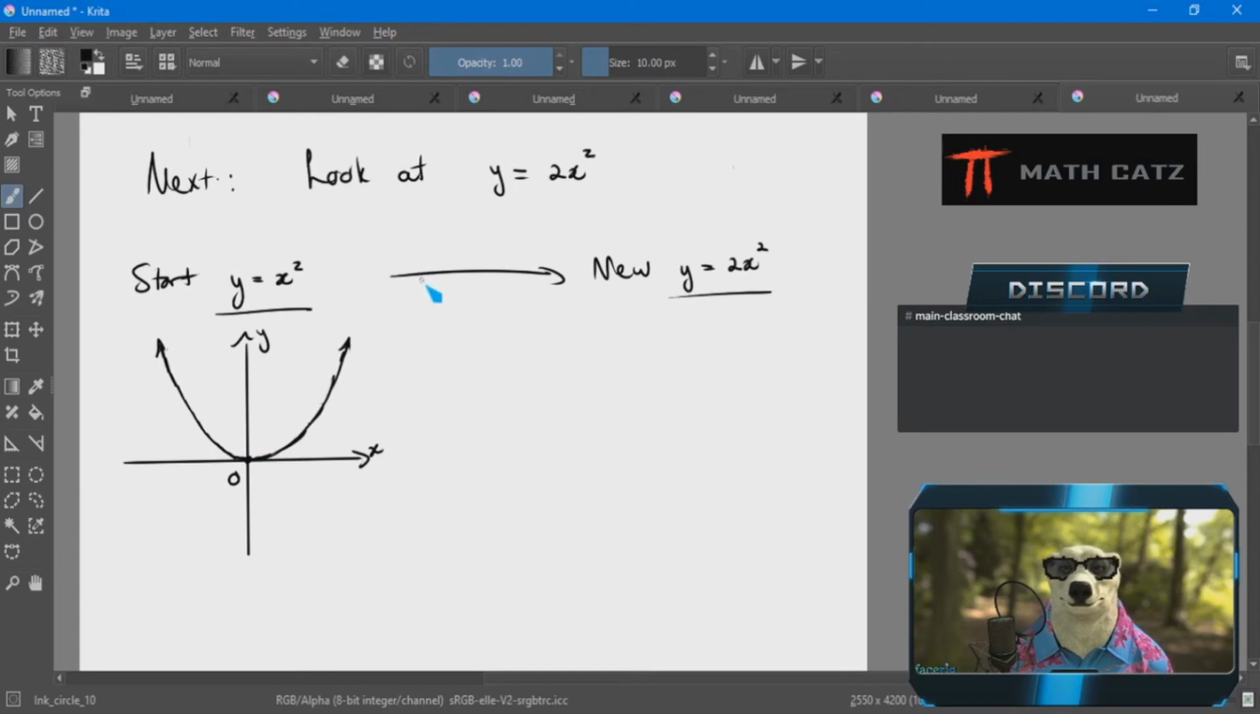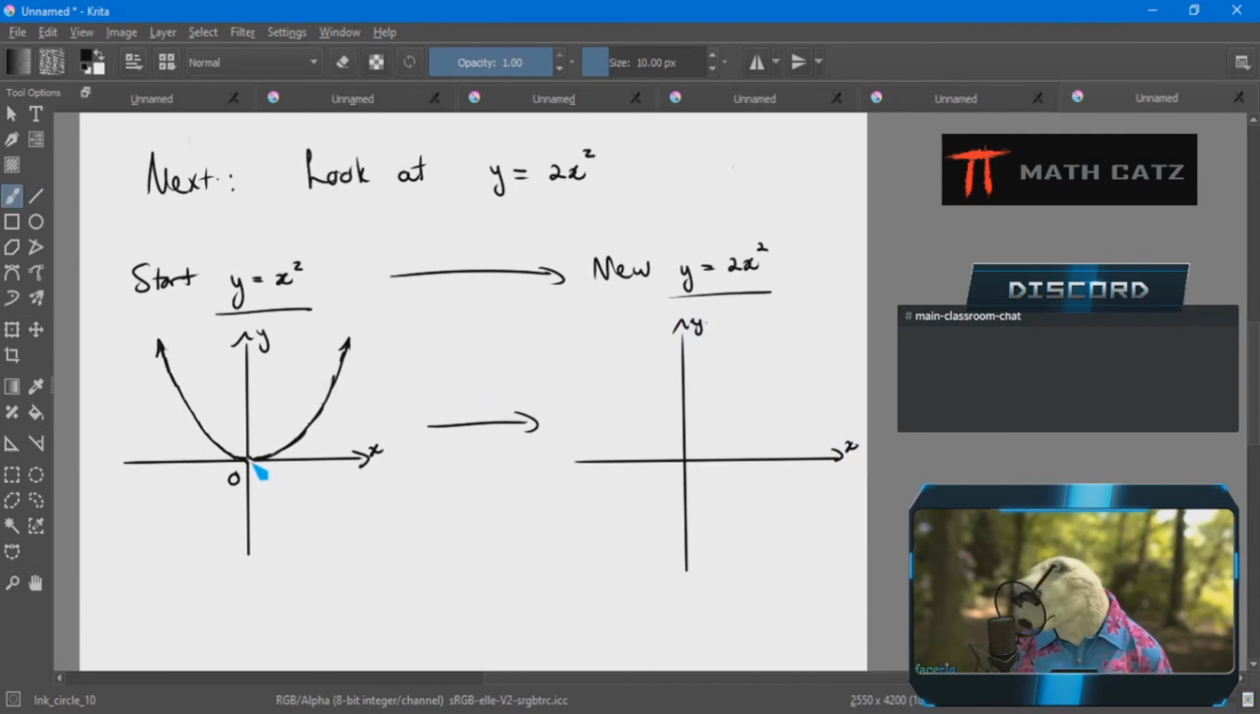Now, what is happening to the graph? Let me set it up. Well, the argument's very similar. Let's look at this 0, 0 point. In the original, to get a y value of 0, I needed to plug in x equal to 0. That doesn't change in this case. To get a y value of 0, I still need an x value of 0. Great. That point has not moved at all.